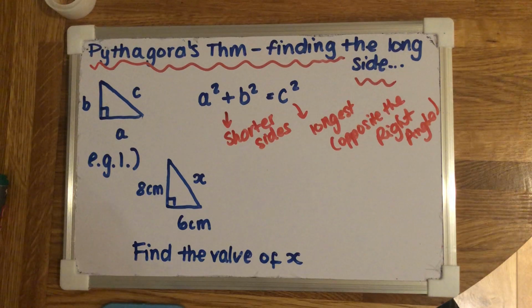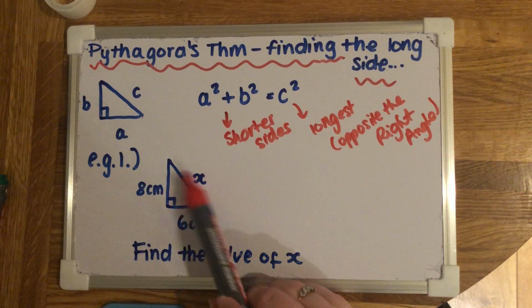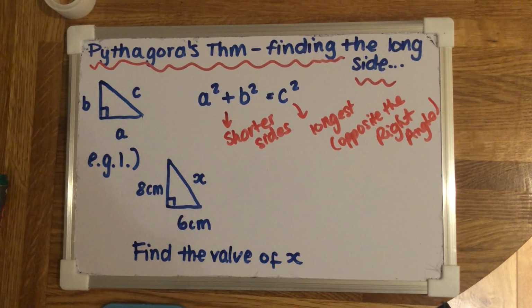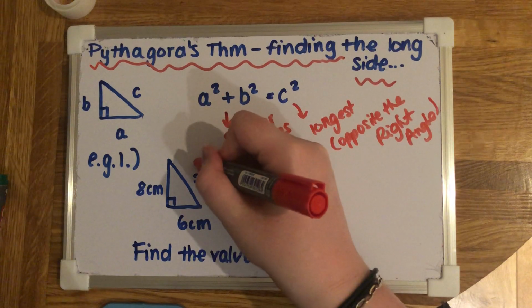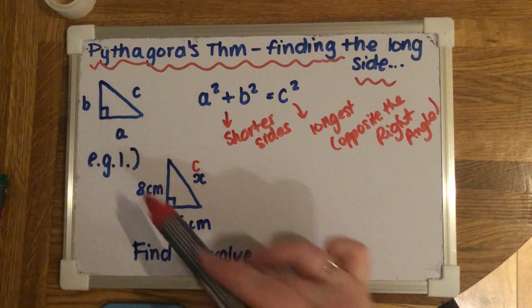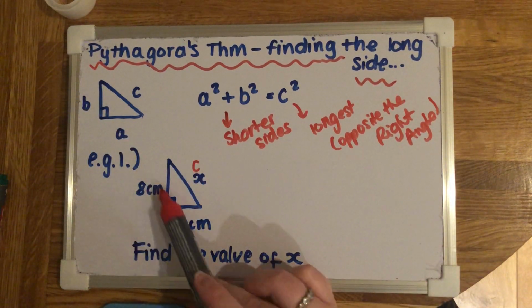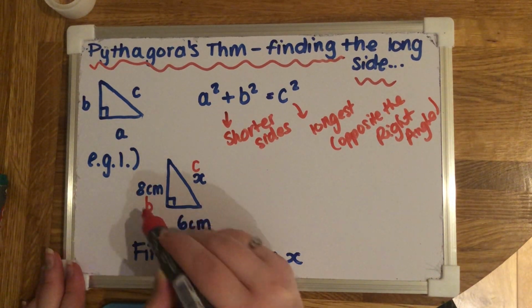So once we've now learnt the formula, we're now going to apply it. So for example, e.g. 1, we've got a triangle with 8, 6 and obviously x. The first thing we need to do is label it A, B and C. Now the side opposite the right angle is x, so that's going to be the C. Now A and B doesn't actually matter which way round you do it. I'm going to stick to how I've done it here, but it wouldn't have made a difference if you made 8 the A and then 6 the B.